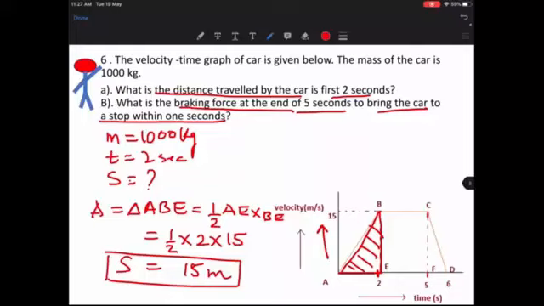Isha, it will be 15 meters and not meter square because it is the distance. That's why. So make it 15 meters.